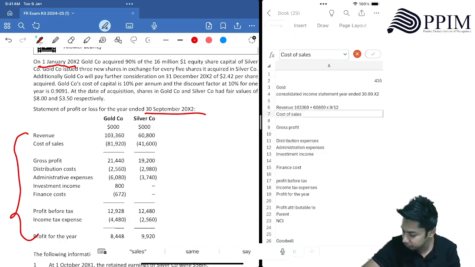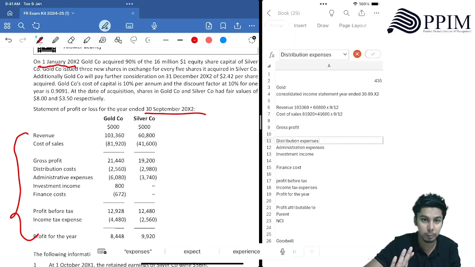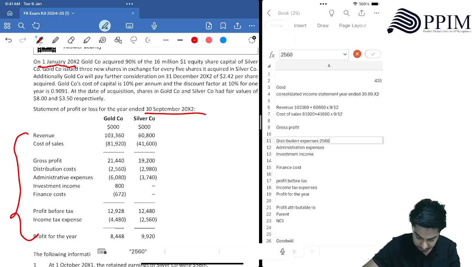Next part, we have cost of sale. So how does it work? 81,920 plus 41,600 into 9 divided by 12. Gross profit, you should not copy. Distribution expenses, copy that one: 2,560 plus 2,980 into 9 divided by 12. Administration expenses, copy that, please: 6,080 plus 3,740 into 9 divided by 12.